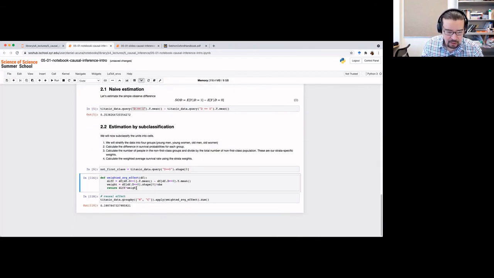The code here is grouping things by gender, that's woman or not woman, and age, and then I apply a weighted average effect within each of the cells, and then I sum all those effects. So at the end of all of this, what I get is that if I account causally for the confounding factors of gender and age, the chances of survival are only 18% more if you are in first class.